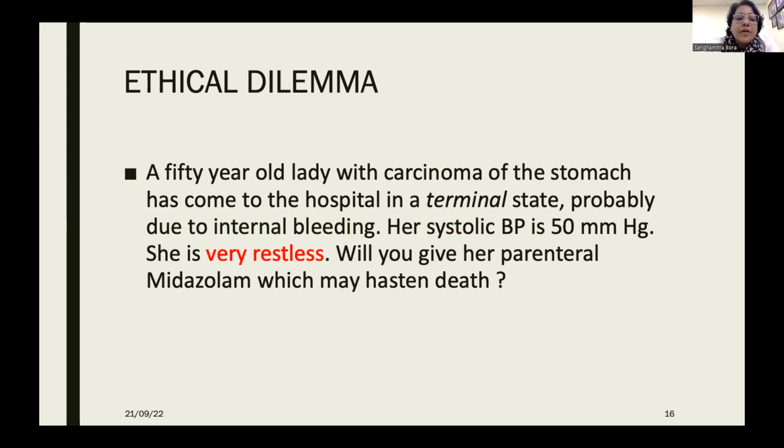So this is another scenario where we have a 50-year-old lady with carcinoma of the stomach who has come to the hospital in a terminal state, probably due to internal bleeding. Her systolic BP is now 50 millimeter of mercury. She is extremely restless. Now, the question here is, will you give parenteral midazolam, which may hasten death? This is a kind of dilemma that palliative care specialists generally face a lot in their scenarios.